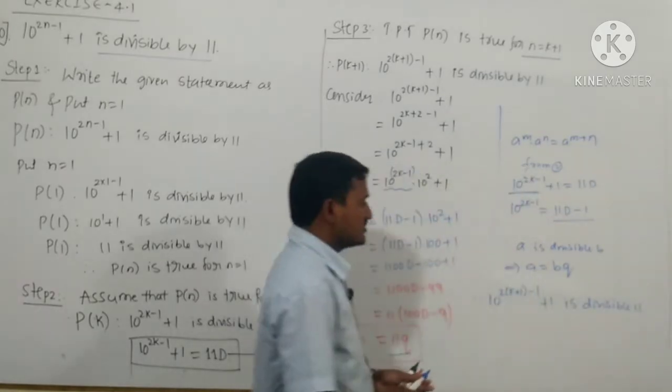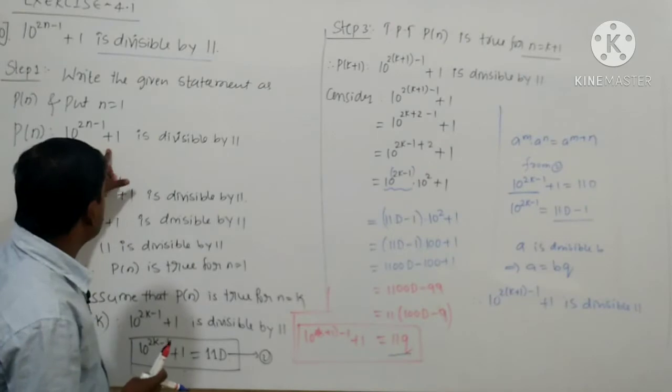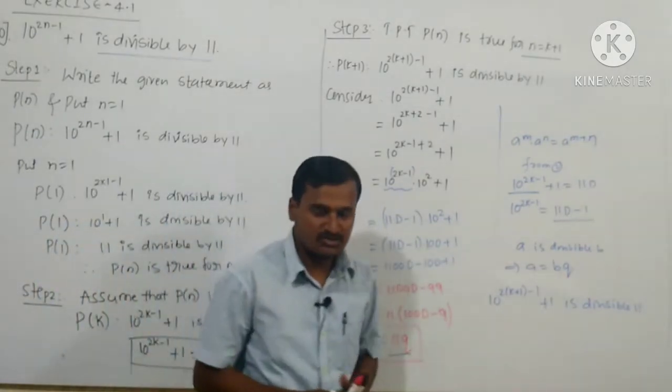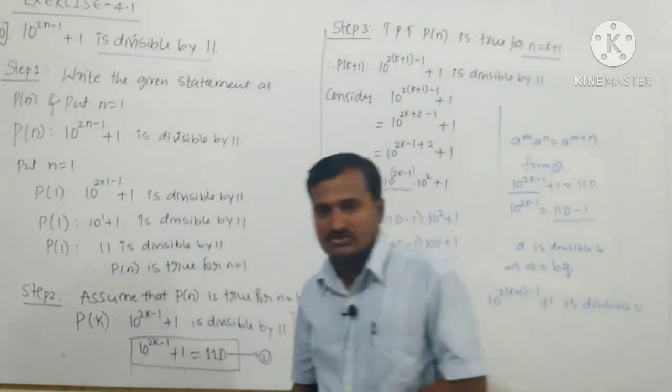Okay, so the final conclusion is, therefore it is true for n is equal to 1, n is equal to k, and n is equal to k plus 1. It means that the given statement is true for all the natural numbers.